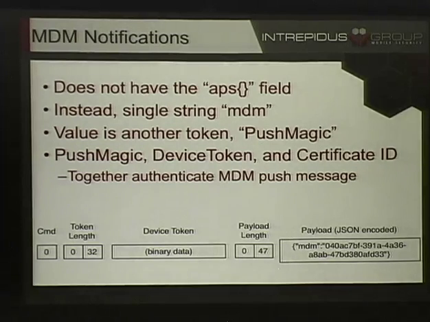So for the MDM server to send a notification to the iOS device, it has to have three things. It has to have the push magic that was given when it enrolled with the service. It obviously has to have the device token, because otherwise it can't get to the device. And also the device needs to know the user ID on the certificate that's being used to sign these messages. So it's a three-way authentication. If any one of those things doesn't match, then the MDM daemon on the device looks at it and just drops it on the floor.